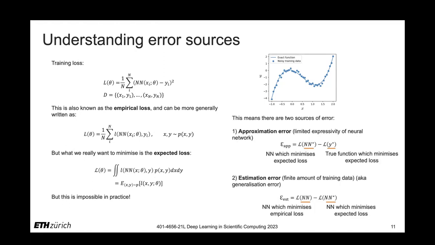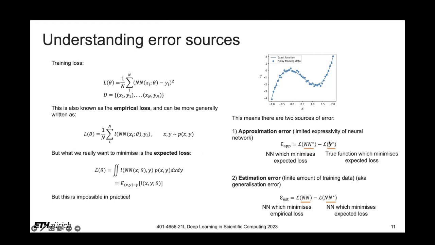So there actually are two sources of error that come about in training neural networks. The first one is approximation error. We truly want to minimize this expected loss, and we have some true function that has some value of the loss, maybe it's 0, for example. But if we don't choose a neural network that's expressive enough, say just a linear model when we're trying to fit a polynomial, then it's never going to be able to perfectly fit that, even with the expected loss. So there's going to be some approximation error, and this is down to the limited expressivity of the neural network.